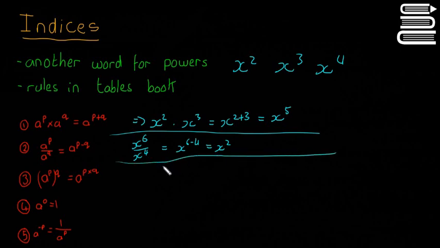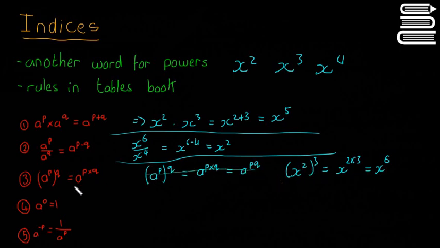And then the next rule is a to the power of p, all to the power of q. That's one power to another power, so a to the power of p to the power of q. That's going to be a to the power of p multiplied by q, which is equal to a to the power of pq. Sorry, I meant to do that without numbers, my mistake. So if you have, say, x squared all to the power of 3, then that's x to the power of 2 multiplied by 3, which is equal to x to the power of 6. So that's the example of this rule here.